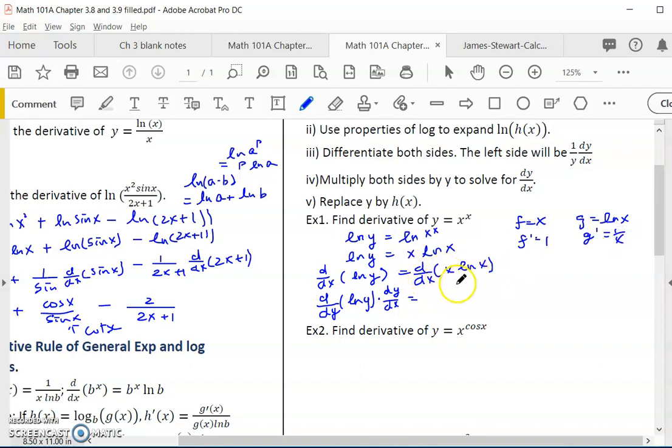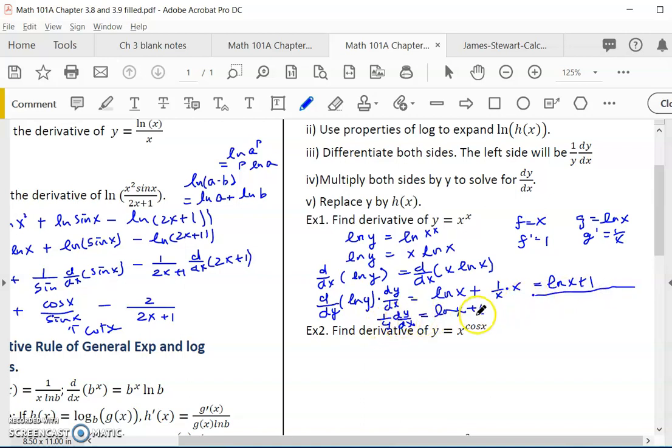So when I do the derivative of it, I have 1 times ln x plus 1 over x times x. 1 over x times x is just 1, so it is equal to ln x plus 1. And the other side, the derivative of ln y is 1 over y dy dx, equal to ln x plus 1. Okay, so then I need to continue.